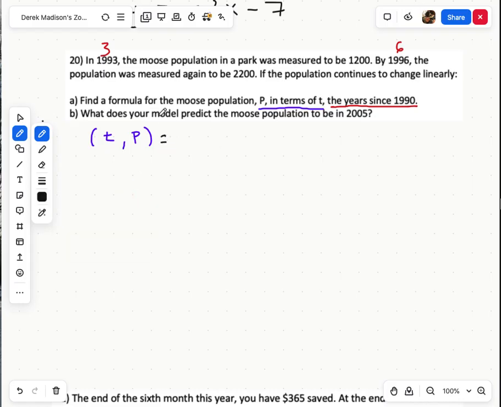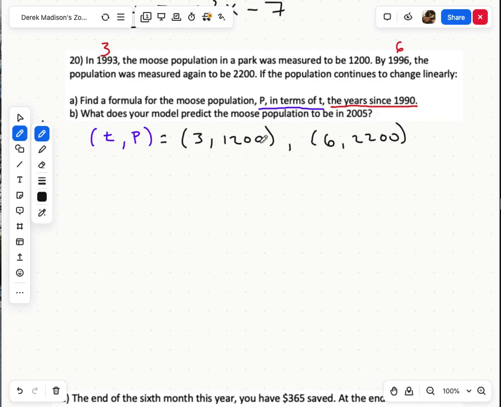I always like to write out the points in terms of whatever it's set up here, just nice and clean, so I can see what I got. So in the 3rd year, the population was 1,200. So in the 3rd year, we get 1,200 moose. And in the 6th year, there were 2,200 moose.